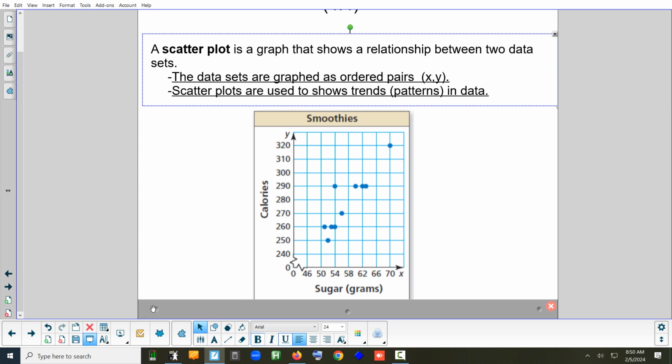Right? Now, just based on the way the dots look, does it look like there's a pattern in terms of how much sugar is in it affecting how many calories are in it? No. No?